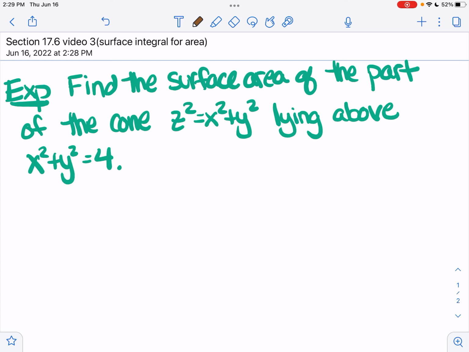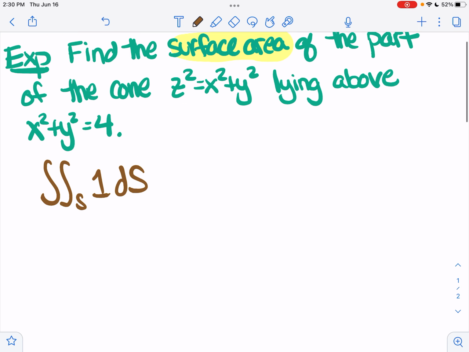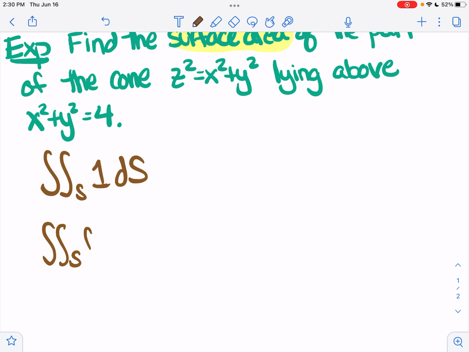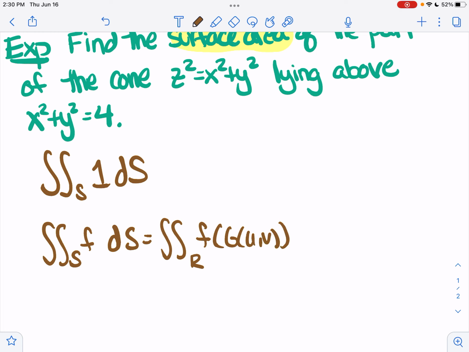Okay, our first surface integral, we're supposed to find the surface area of a surface, and the surface area is found by computing the surface integral of the function 1. Now remember, our surface integral formula is to take the surface integral, turn it into a double integral of f of g of uv. What this part means is we rewrite the integrand in terms of the surface parameters, in terms of the parameterization that we've done, and we multiply by the magnitude of the normal vector.